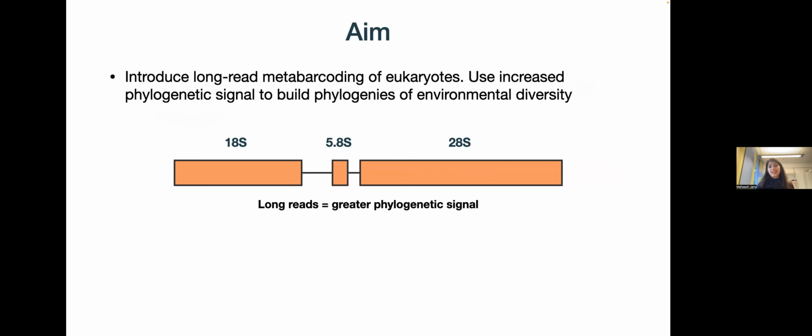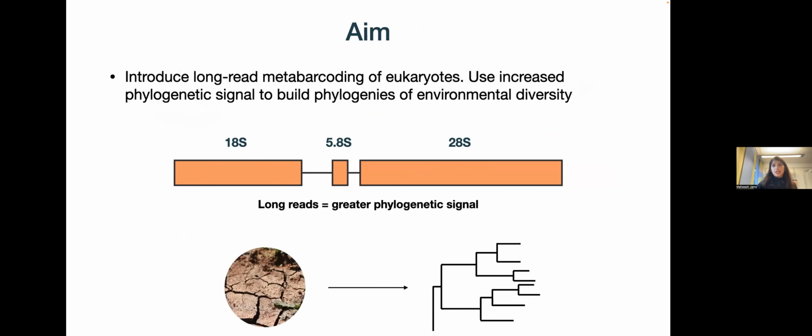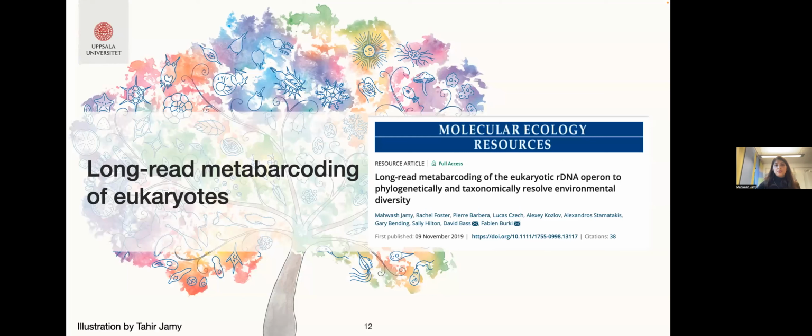And so the first aim of my PhD was to overcome the limitations of the short Illumina reads by sequencing not just the whole 18S, but almost the entire ribosomal DNA operon. And then this would allow us to harness the greater phylogenetic signal of the long reads. So we started by doing this proof of concept study where we developed long read metabarcoding and how to analyze it.